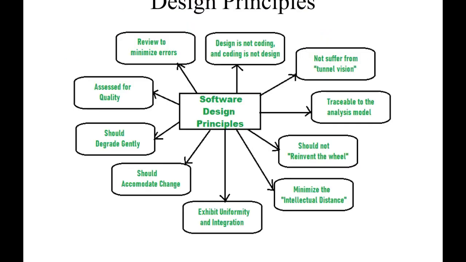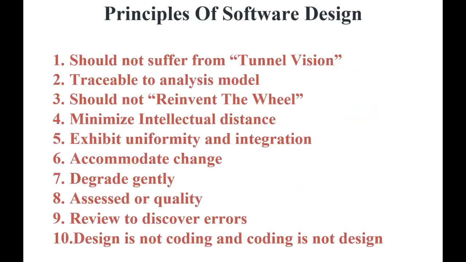The next important point is the design principles. There are 10 design principles which are important at the time of designing any software. We'll explain one by one what exactly these design principles include. First, the design should not suffer from tunnel vision. What is the meaning of that? It means it should not only focus on achieving the aim but on other effects also. Second is traceable to the analysis model, which means it should satisfy all the requirements that the software requires to develop a high quality product.